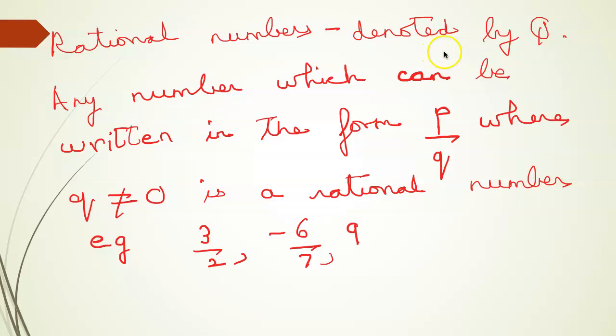Then rational numbers are denoted by Q. So any number which can be written in the form p by q, where q is not equal to 0, is a rational number. Example: 3 by 2, minus 6 by 7, 9 can be written as 9 by 1.